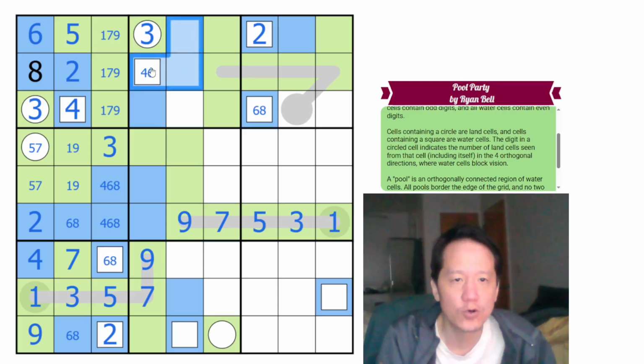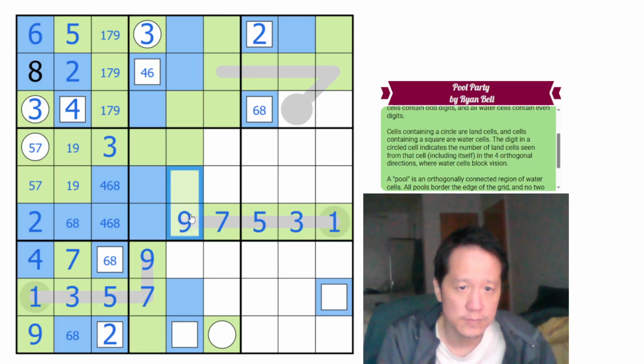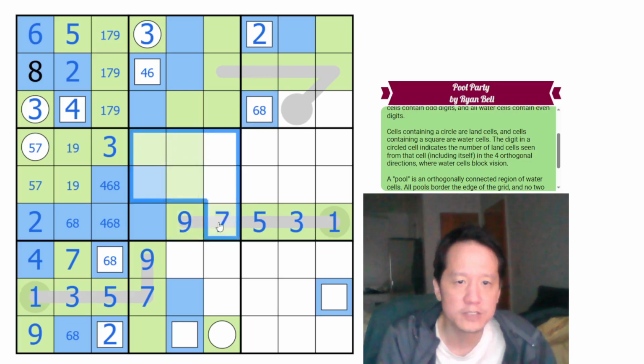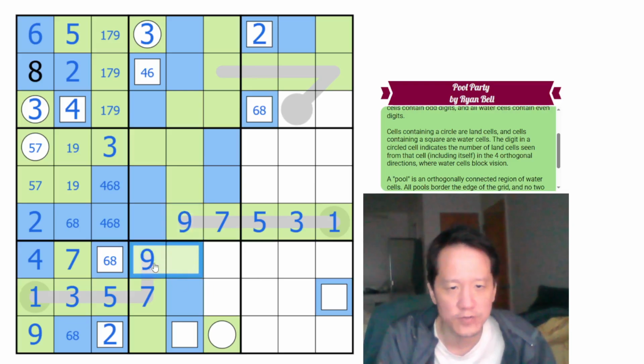We have 4 water cells. Sorry, not island. 4 water cells in this box, which eliminates a water cell from the rest of the box, so this is a land cell. We have 5 land cells here in the middle box, which means the rest of the cells in the box must be water cells, so these are water. We have 4 water cells in column 5, so this must be a land cell, and it has to connect, so therefore it's a land cell.